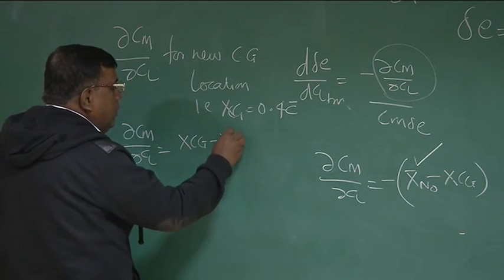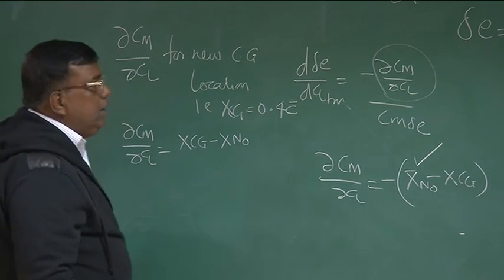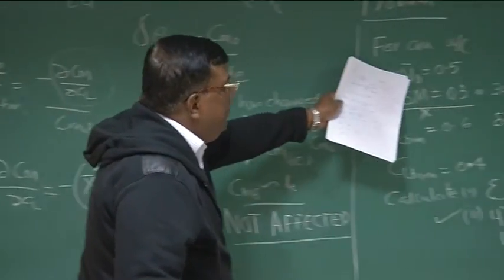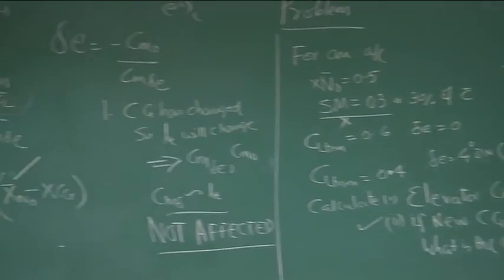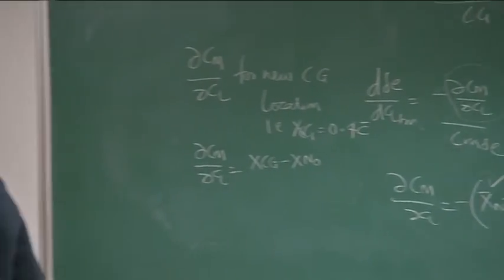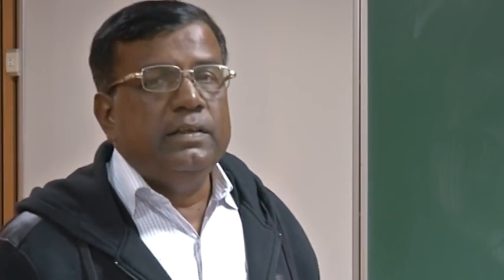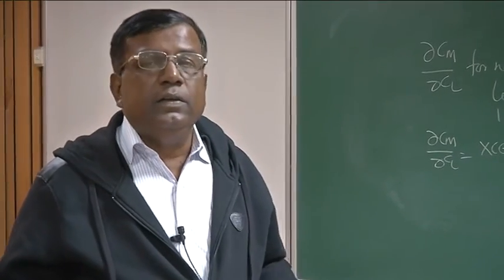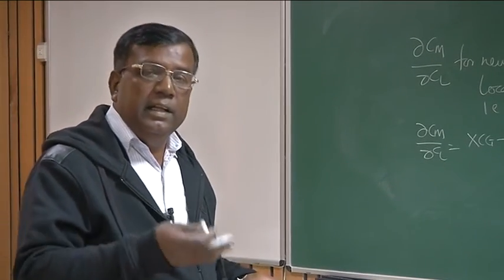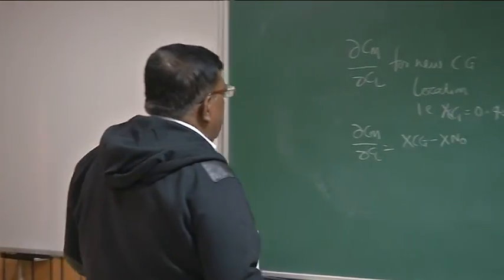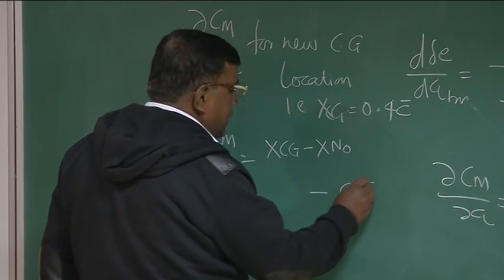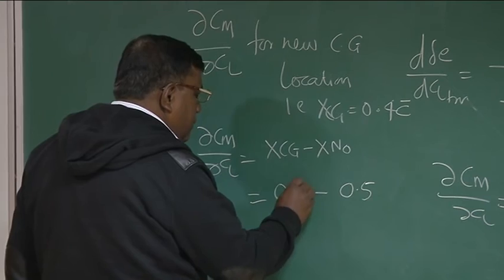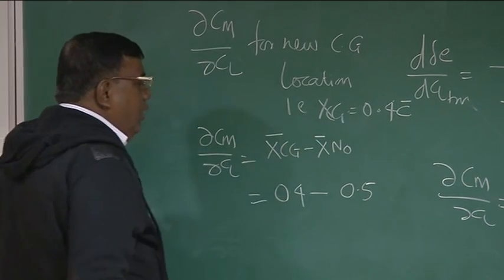minus X neutral point, and you could see here the neutral point is given as 0.5. The neutral point is not going to change because it depends upon the wing configuration, tail configuration, engine configuration, the speed; everything remains the same. Neutral point will not change whether you change CG here and there. So I will keep this as minus 0.5 as in the first case, and in this case it is 0.4. I put a bar because they are non-dimensional.